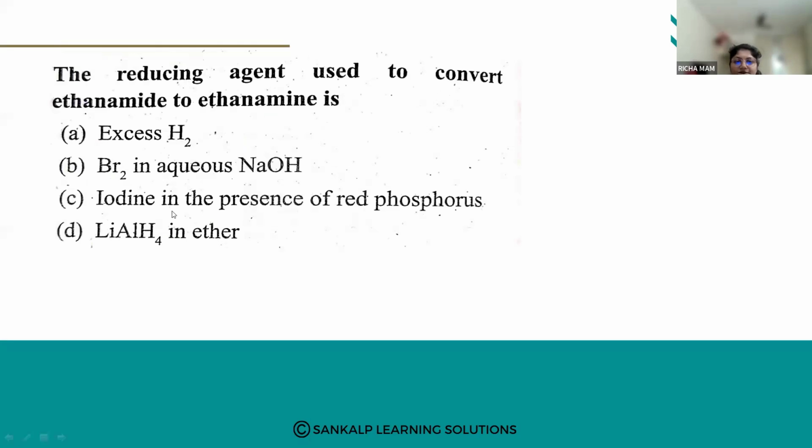Next question. The reducing agent used to convert ethanamide to ethanamine is: which is the reducing agent used to convert ethanamide to ethanamine? Which is that reaction, this reagent, which is the reducing reagent?